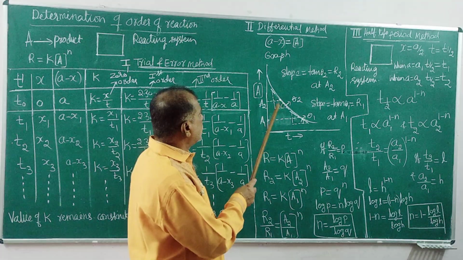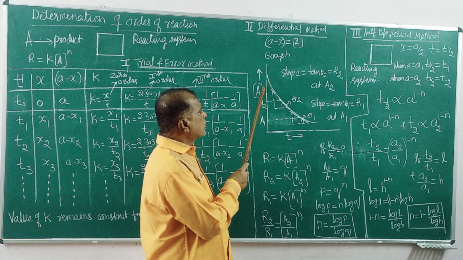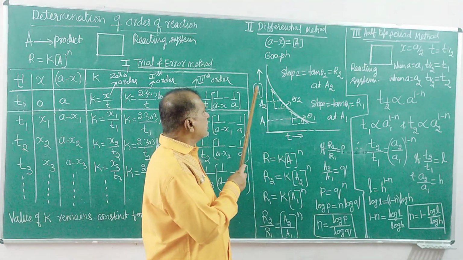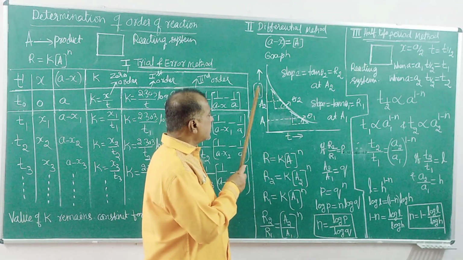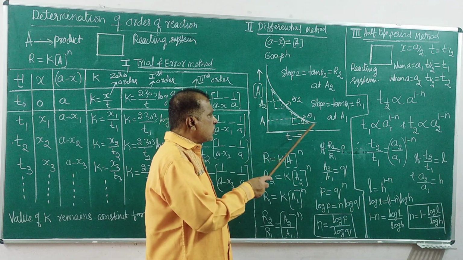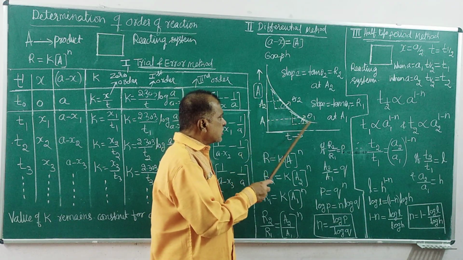Take this set of values and see them in graphical form. Draw the graph for a minus x and t. We get a curve like this, which is already shown. Reactant concentration decreases with time.